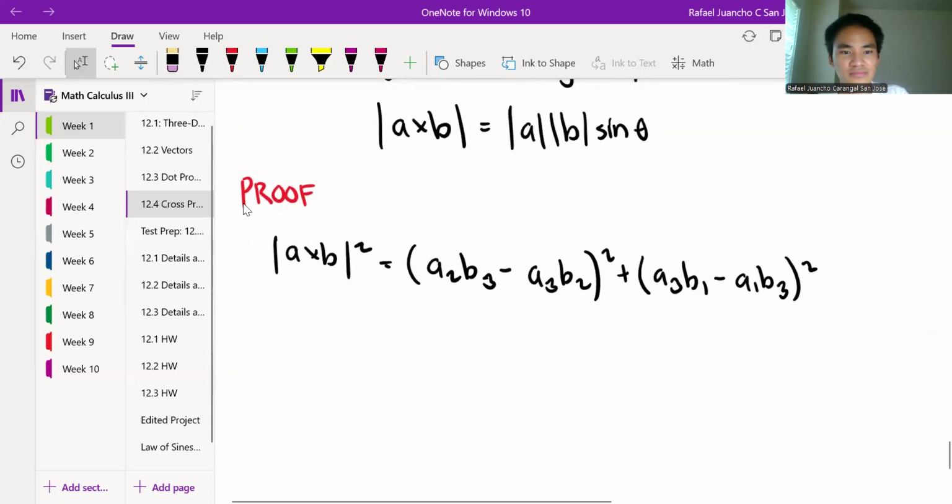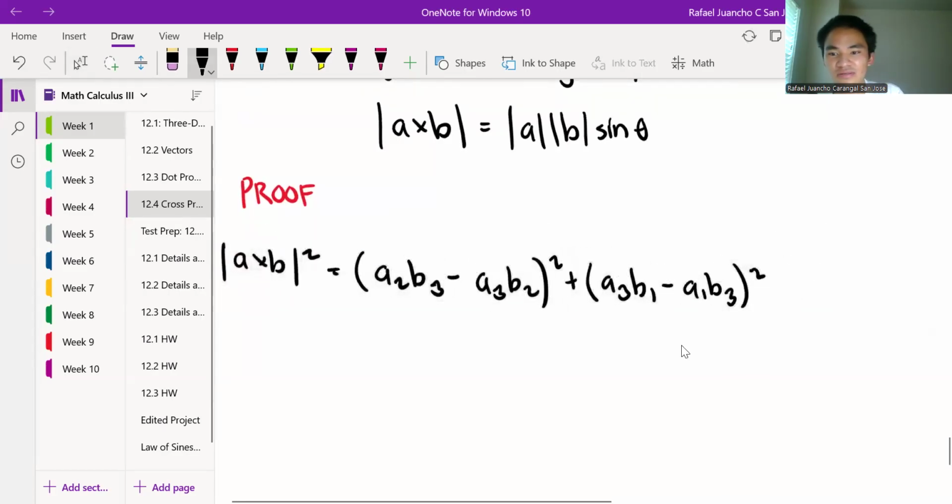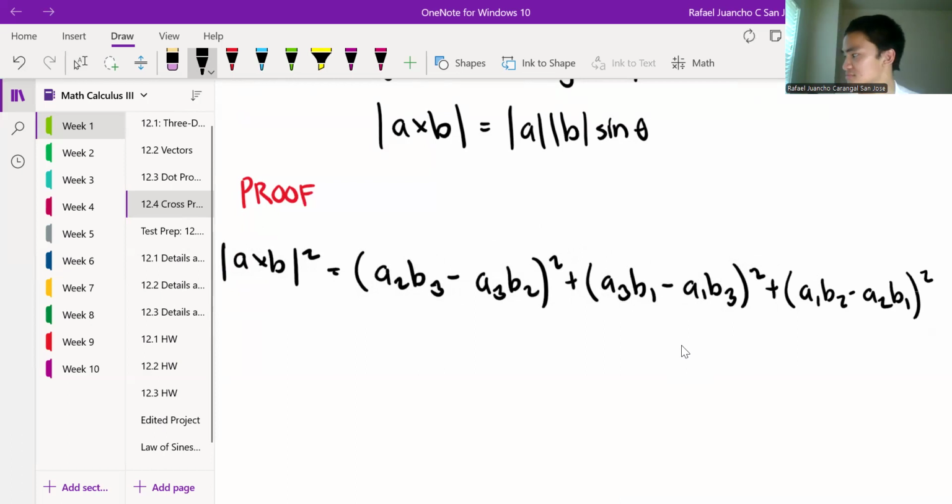I don't know if I should make my handwriting smaller. Then we have (A1B2 minus A2B1) squared. Tell me, how many times have we seen the same thing? All right.